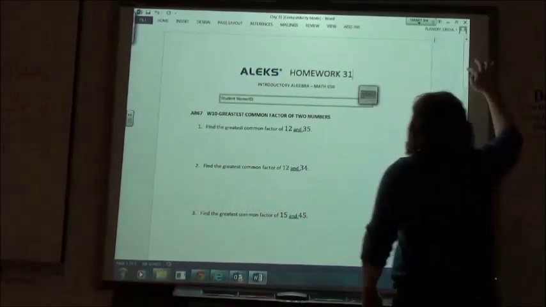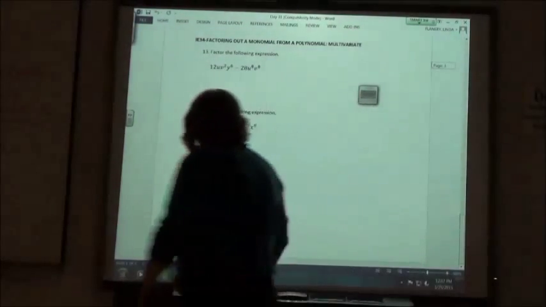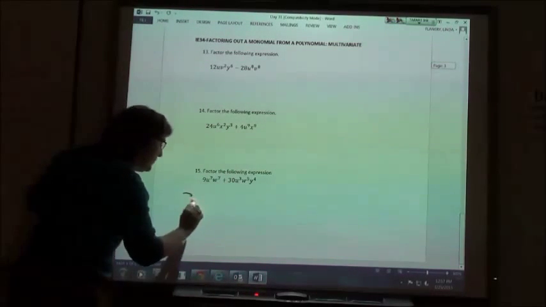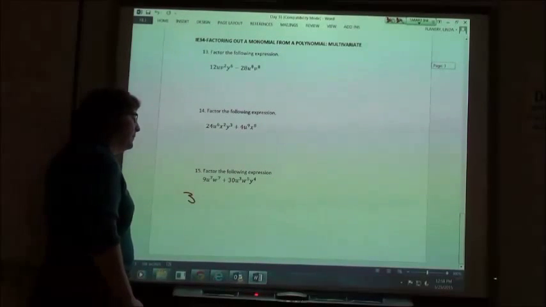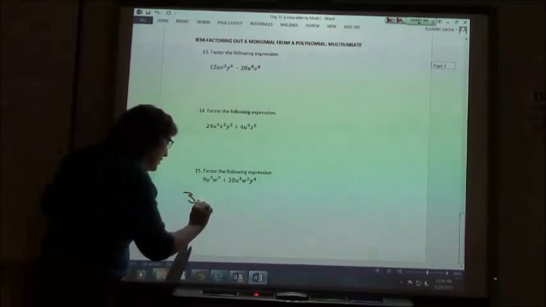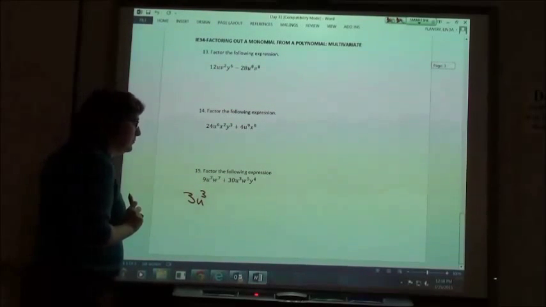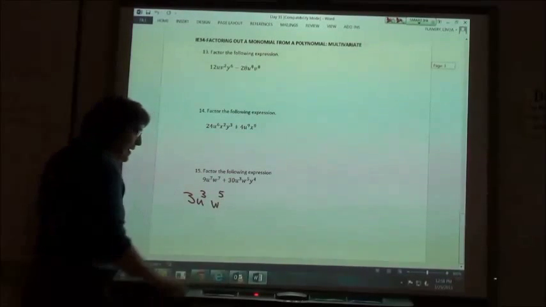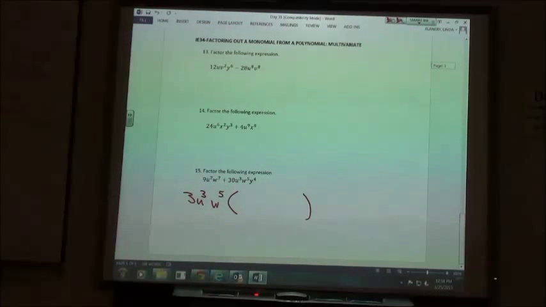And number 15. Brianna left, so you could do that, this one. 3? So 3. U to the third? U to the third. W to the fifth? W to the fifth, exactly. Can't do the y's since there's not a y in both of them. So now if I divide that out, I'm going to get 3.